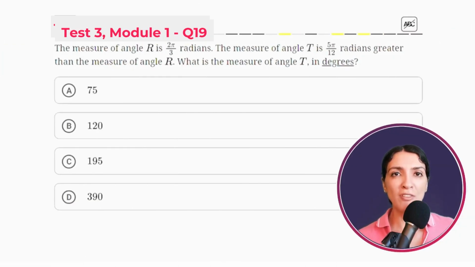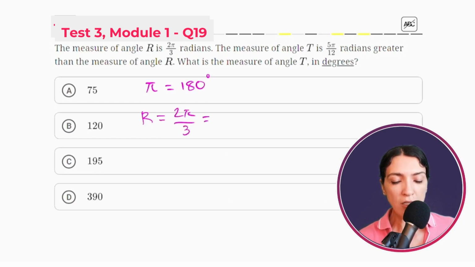Here we have another question about conversions, but this time we're going between radians and degrees. It would be great if you could remember that pi radians is 180 degrees. So let's convert the two numbers that are given to degrees. R, which is 2 pi over 3 radians, is the same as 2 times 180 over 3 degrees, which would be 120 degrees.